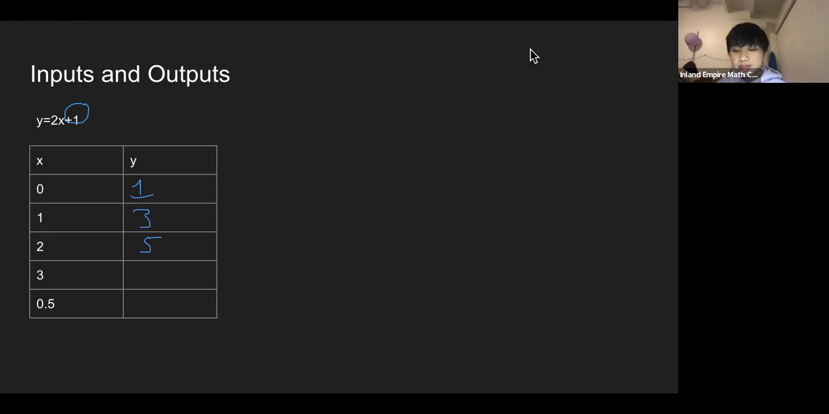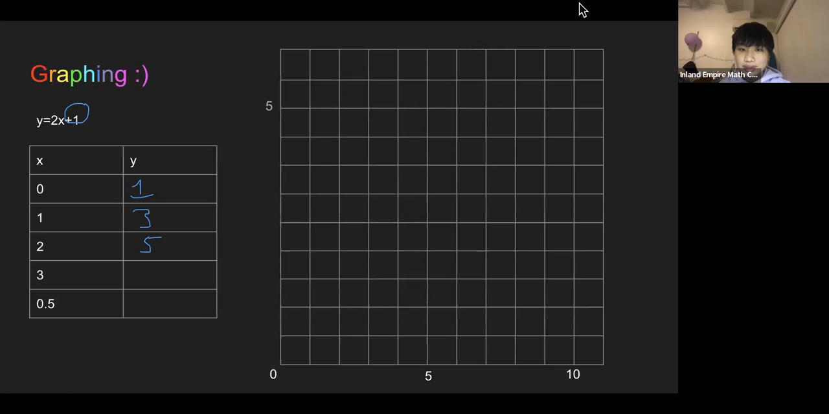But there's another way to show this information, and that is a graph. So in a graph, you have an x-axis, which would be the bottom axis right here, and a y-axis, which would be this vertical axis. So x is on the bottom and y on top. Well, it's a little bit arbitrary, but that is how it generally is.